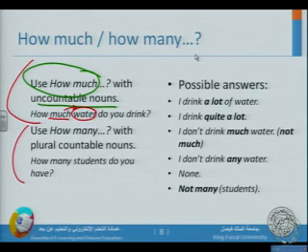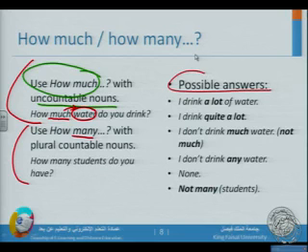Use how many with plural countable nouns, because after many a plural must come. How many students do you have? But I can't say "how many student", that is wrong, it must be students. Why? Because many makes the nouns plural. How many students do you have?